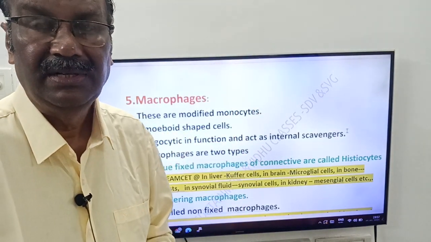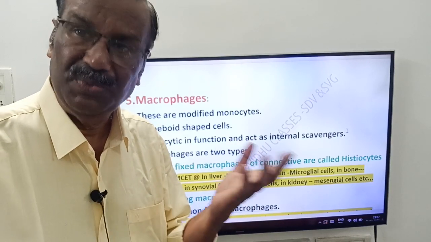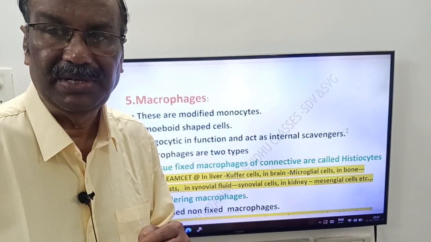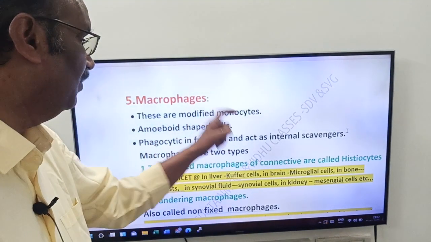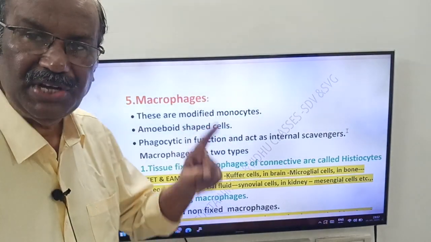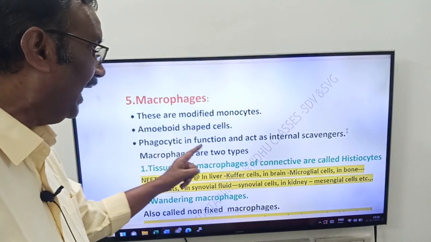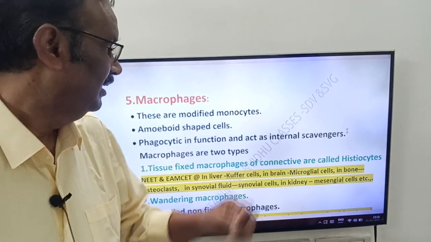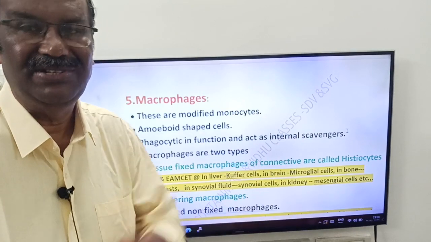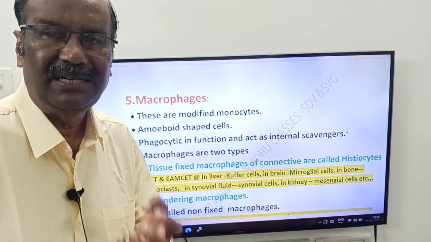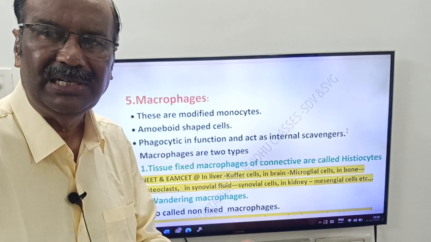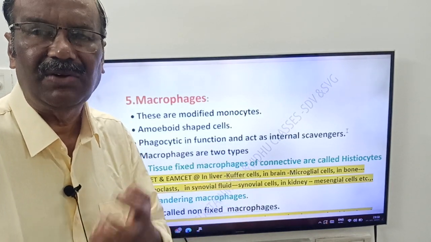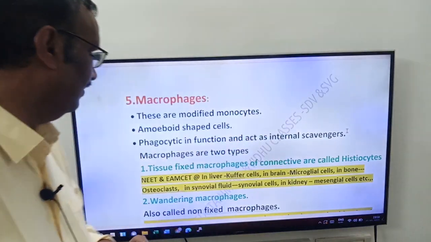See, friends, modified monocytes. What are monocytes? Monocytes are also WBC. These are modified monocytes. What is their shape, friends? Amoeboid shaped cells. They are phagocytic in function. They eat other cells and act as internal scavengers. You know, friends, they eat worn out cells, dead cells, infected cells. Okay? So they clean the internal body parts. So because of that, we say they act as internal scavengers.